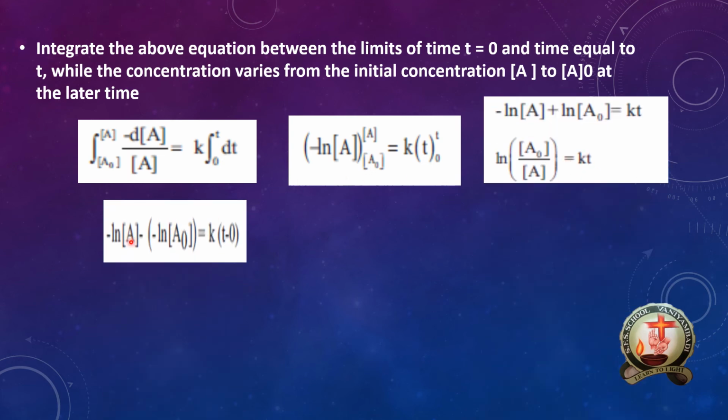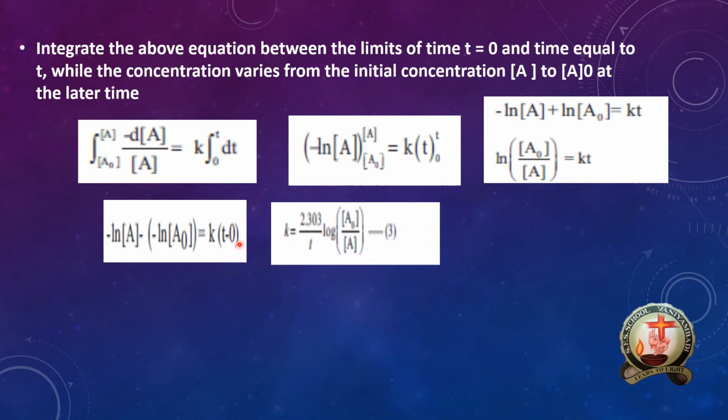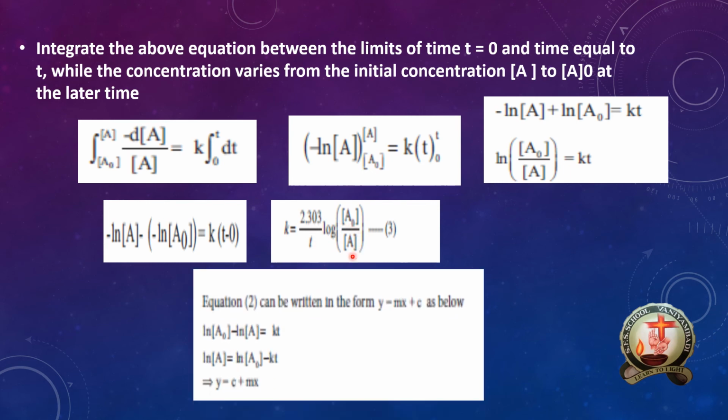Then see what happens when T is equal to 0. Applying T minus 0, I can apply the proportionality constant K is equal to, removing the ln, I can add 2.303. Wherever we can remove the ln, we can add log 2.303. K is equal to 2.303 divided by T, log A0 by A. This is equation 2. Okay students, I have given a small introduction about this; I can explain the clear mechanism in the next video.